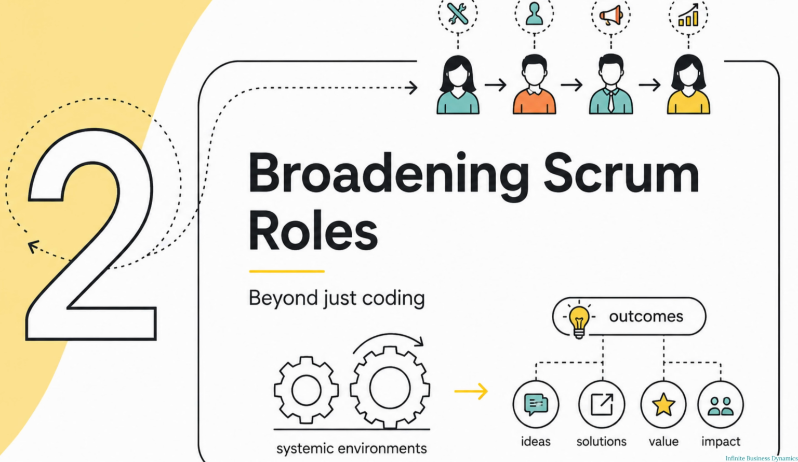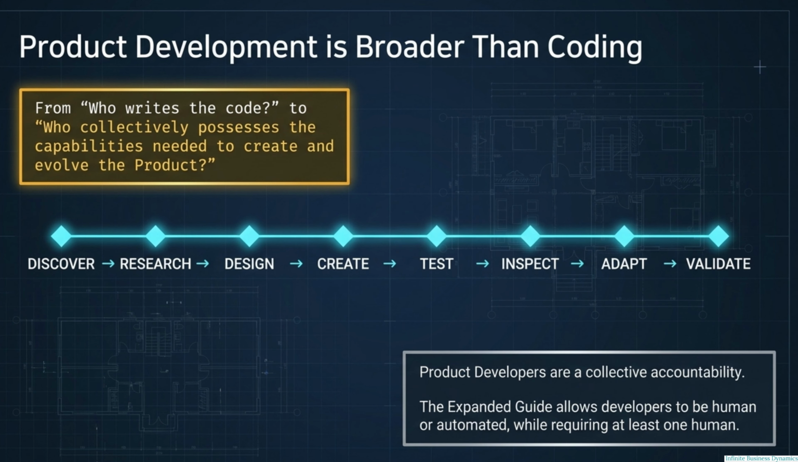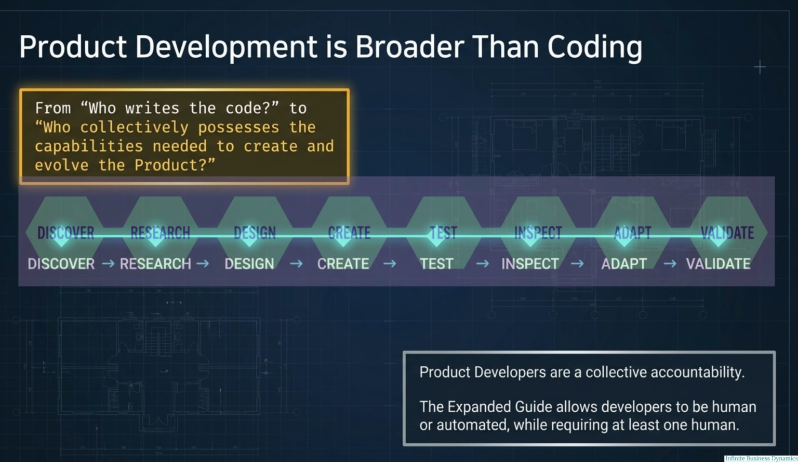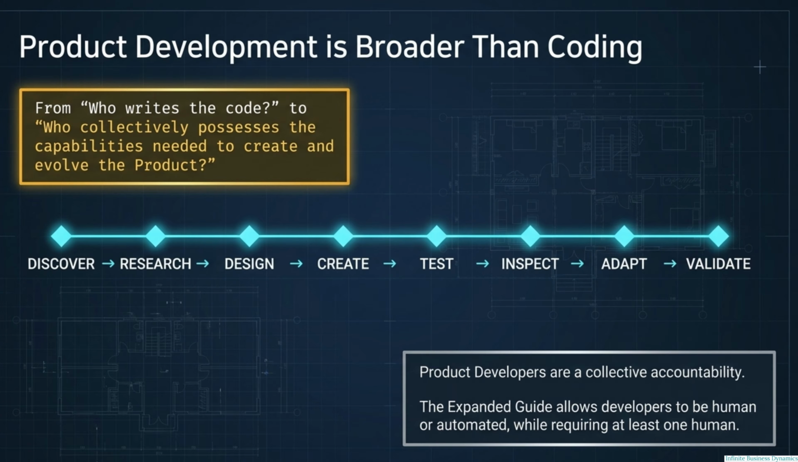Moving right along to Section 2, broadening Scrum roles. The absolutely crucial takeaway here is that product development is vastly broader than just coding. It spans the entire spectrum, from discover and research all the way through to validate. Because of that, product developers represent a collective capability and accountability. It's no longer just some narrow job title for an engineer. It's whoever collectively possesses the capabilities needed to create and evolve the product. So, UX researchers, data analysts, and software engineers? In this expanded view, they're all equally product developers.